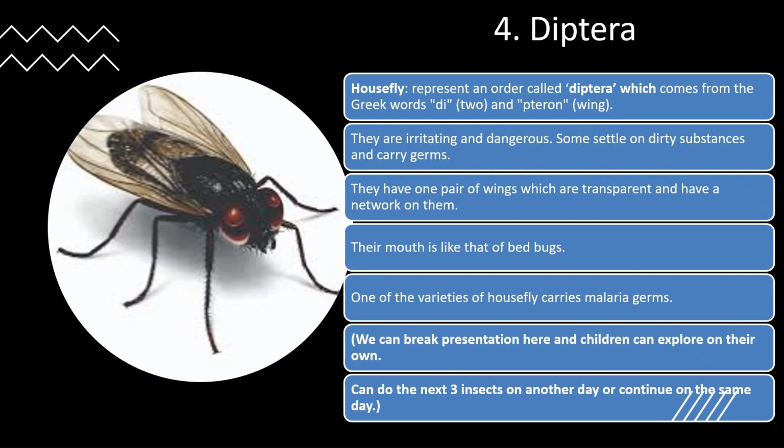Diptera. Housefly represents an order called Diptera, which comes from the Greek word di, meaning two, and pteron, meaning wing. They are irritating and dangerous. Some settle on dirty substances and carry germs. They have 1 pair of wings which are transparent and have a network on them. Their mouth is like that of bedbugs. One of the varieties of housefly carries malaria germs. We can break the presentation here and children can explore on their own. They can do the next 3 insects on another day or continue on the same day.